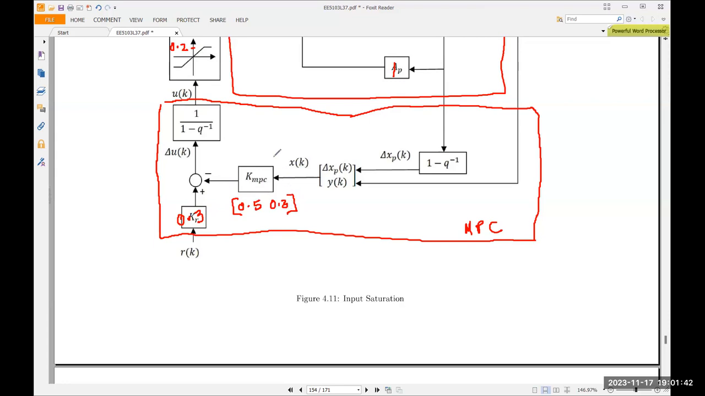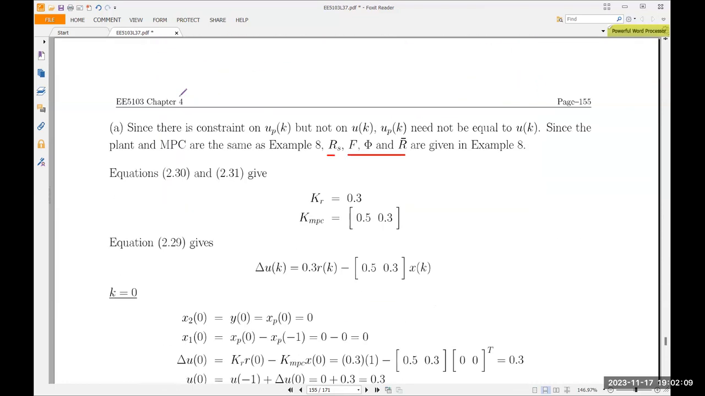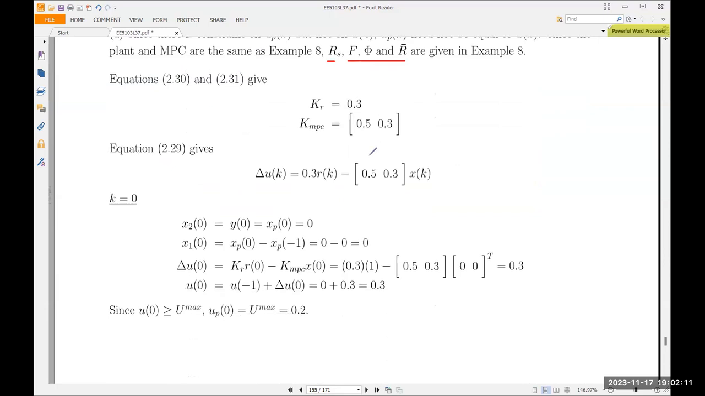So in order to calculate delta U, R times R in example 3, this is 1, so it's easy. So 1 times this, plus minus this 0.5, 0.3 times your X. So you will get your delta U. Okay, then you integrate them, you'll get your U. All right, that's example 8. So if we do that, this is what you will get.